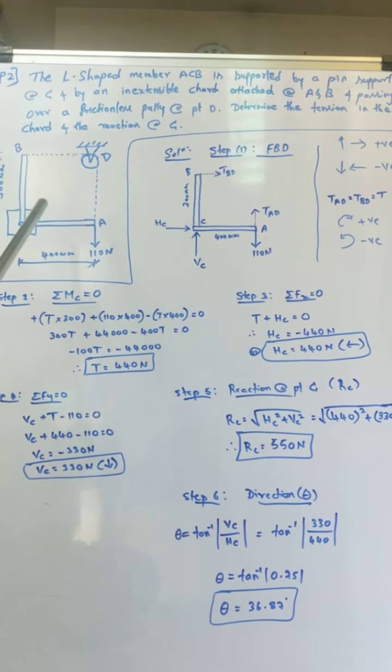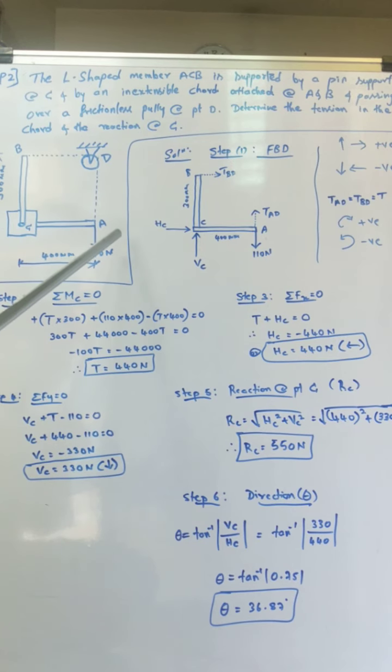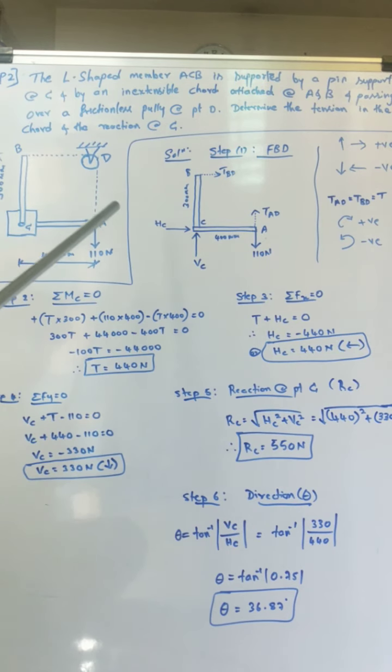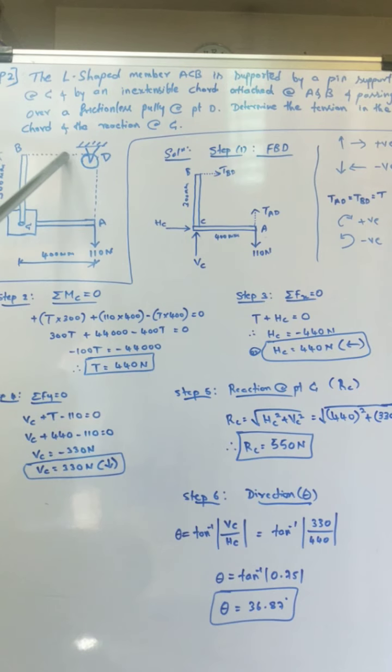This is the diagram he has given. This is the L-shaped member ACB, which is supported by a pin support at point C. This is the point C and this is the pin joint. It is supported by an inextensible cord attached at A and B, the wire cord like that. This inextensible cord is attached at points B and A and passes over a frictionless pulley. So this is the frictionless pulley. The cord goes like this, passes over the pulley, and joins point A.